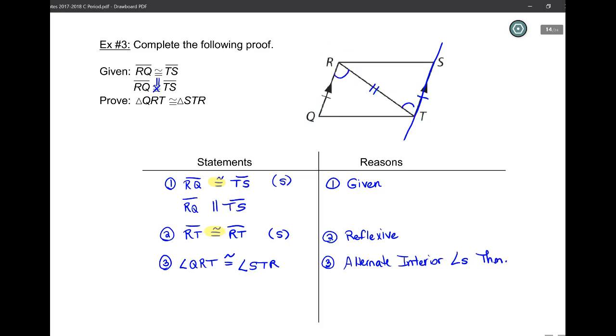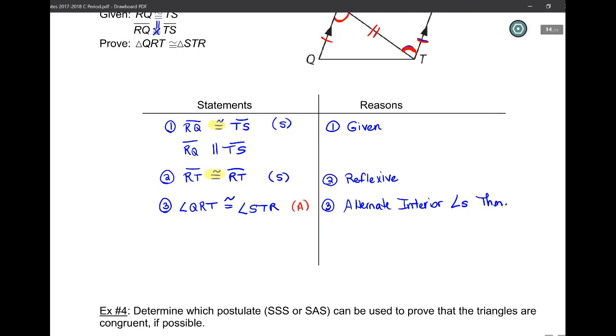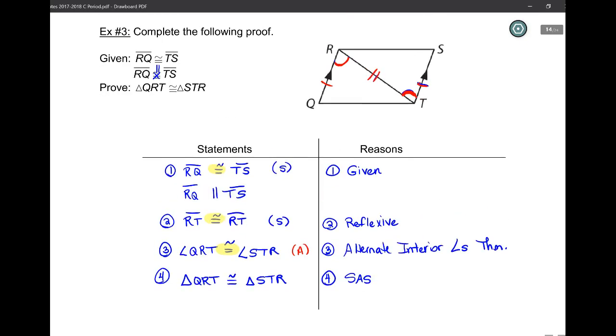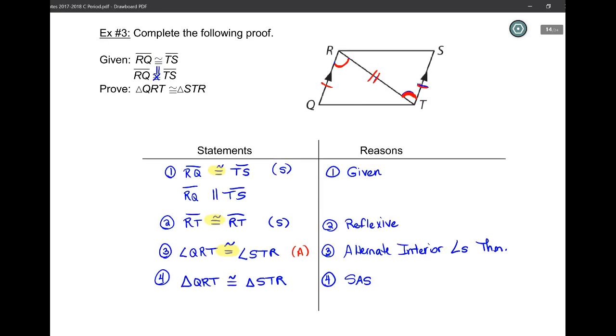And now when we look at our picture, do we have enough information? Yes, I have two sides and the included angle. I have two sides of the other triangle and the included angle. So this gave us another congruent statement, which is exactly what we needed. So we have triangle QRT is congruent to triangle STR, and our reason this time, instead of side, side, side, it's side, angle, side. Again, the reason is we have two pairs of congruent sides and the included angle.